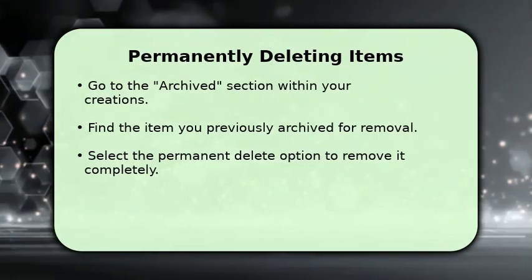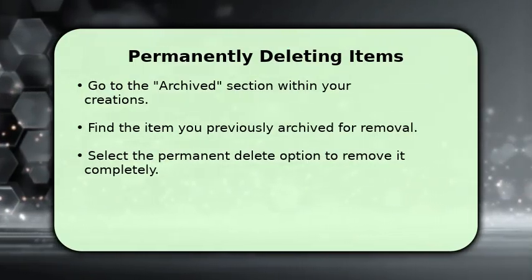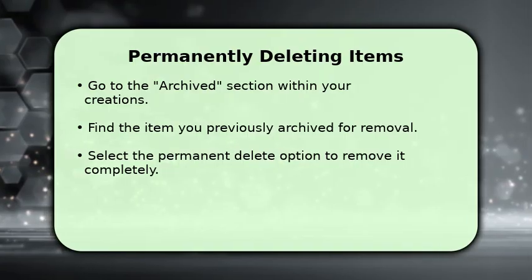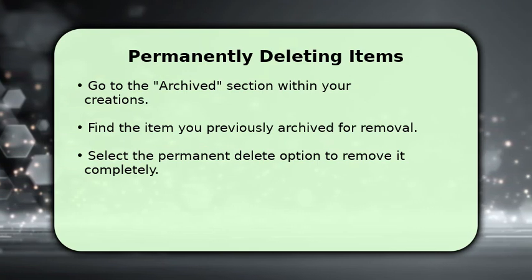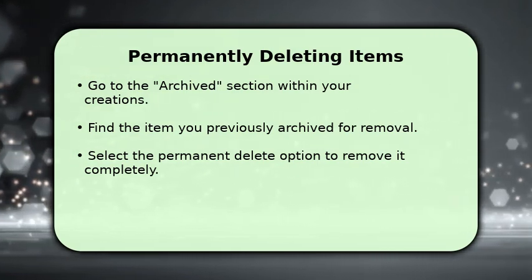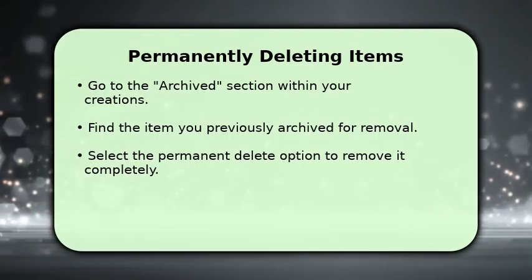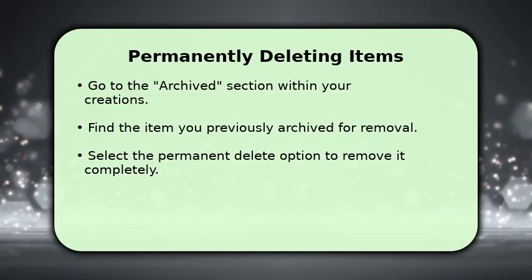Now, to permanently delete the item, navigate to the Archived tab within your Creator dashboard. Here, you'll see all the items you've previously archived. Locate the specific item you wish to remove forever. Click its three-dot menu again, and this time, select the Delete option. This action will prompt a confirmation message before final removal.